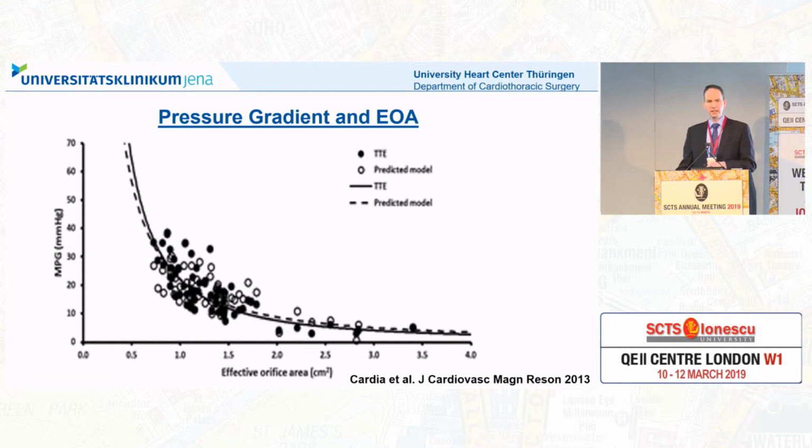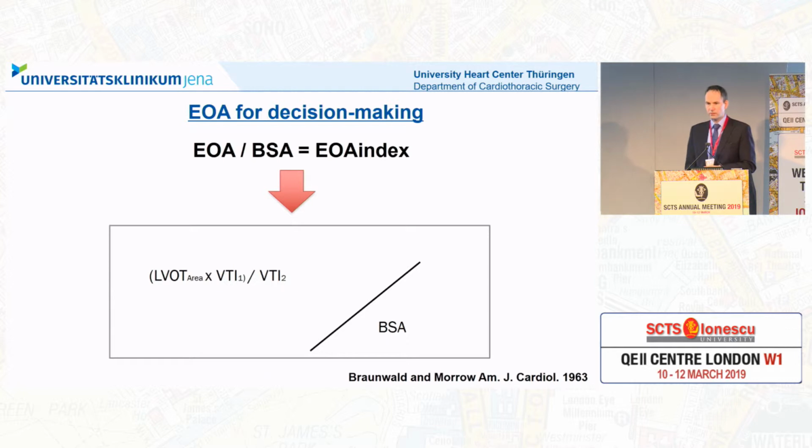If you then correlate effective orifice area on the x-axis with the mean pressure gradient derived with the Bernoulli equation, you see this relationship. And that's very clear, because we all know that at 1 centimeter square of effective orifice area, the pressure gradients go up if you go below this value. That's when you have your indication for surgery, and that's when we treat. So that's before surgery.